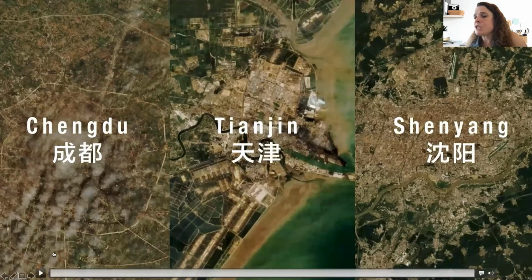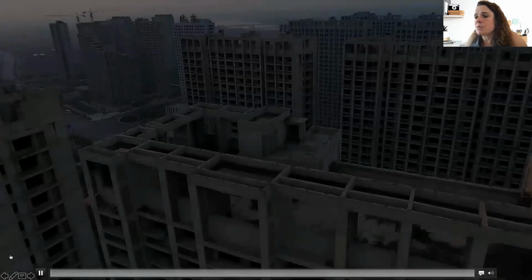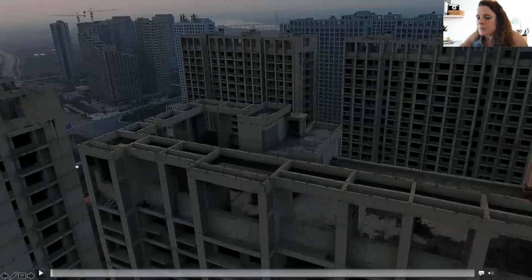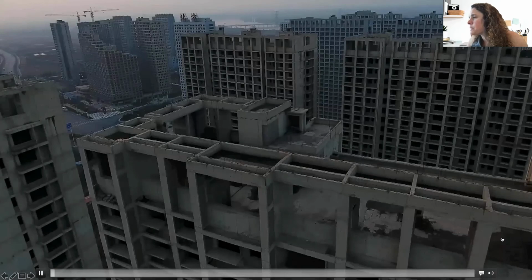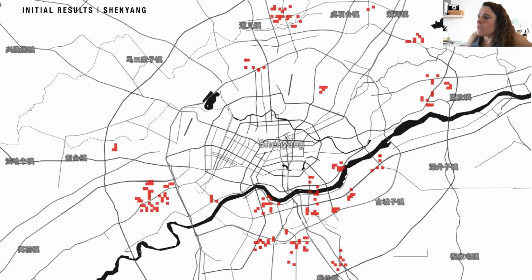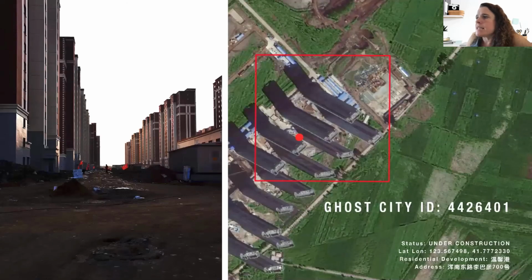And as I mentioned, ground truthing is really important to the work that we do. Let me just click on next. Whoops. And so we went to Chengdu, Tianjin, and Xi'an to ground truth our data. In Xi'an, we found developments that look like this.